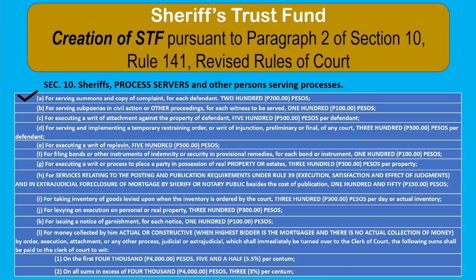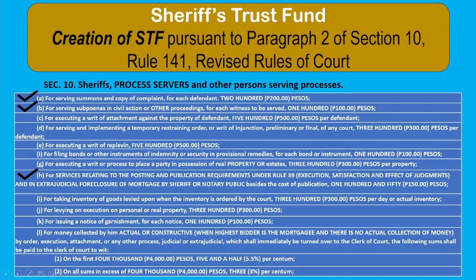So under Section A, for serving summons and copy of complaint for each defendant. Under subsection B, for serving subpoenas in civil action or other proceedings for each witness to be served. And subsection H, for services relating to the posting and publication requirements under Rule 39. So only regarding judicial foreclosure.